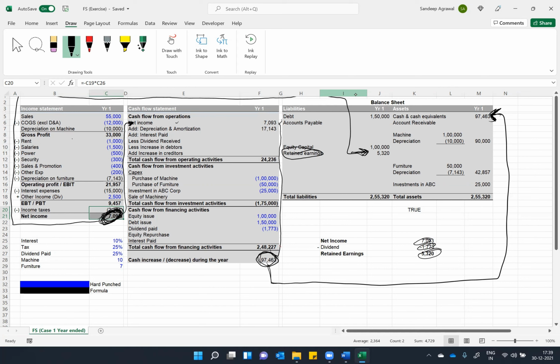So because of that, any adjustment that you will do from sales till before net income, they will automatically be adjusted in both the side. Because let's say if you increase sales from 55 to 1 lakh, right? Your net income will increase, that will also increase your cash flow, and that will increase your asset. And that increased number will also increase your retained earnings. So let me show it to you.